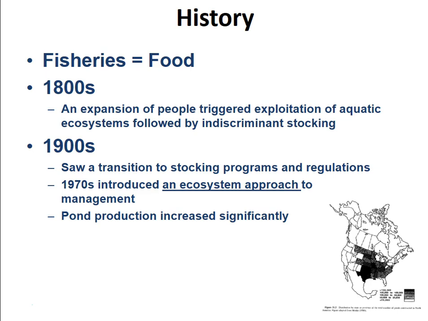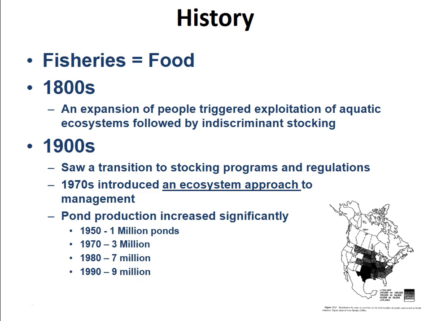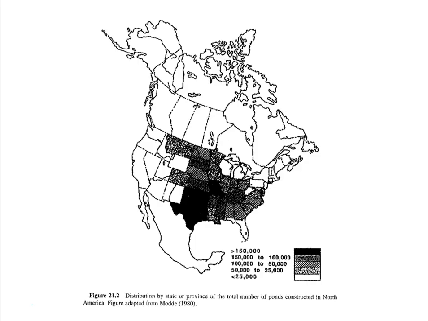To give you an idea of how many ponds exist in North America, in 1950 there were about 1 million ponds. By 1970, there were 3 million. By 1980, there were 7 million, and by 1990, there were 9 million ponds. Here's a diagram that depicts the ponds in North America. You can see places like Texas and Missouri are leading.